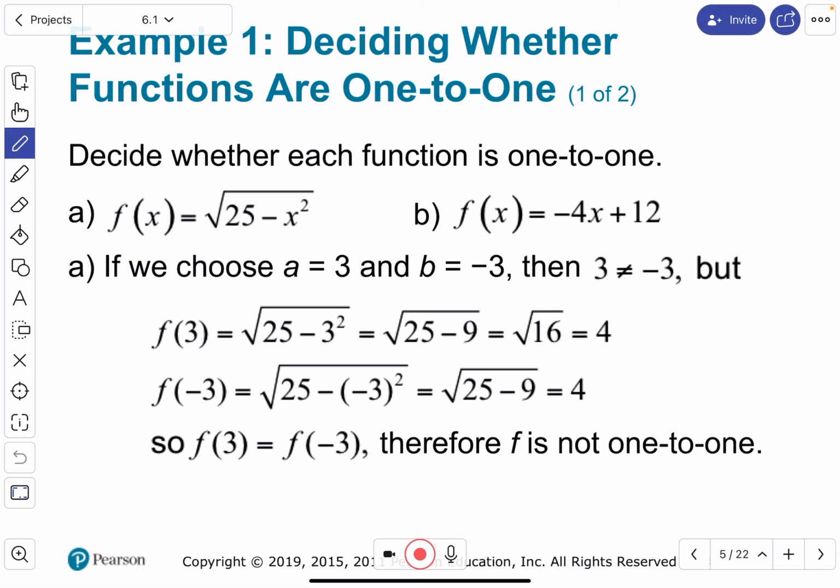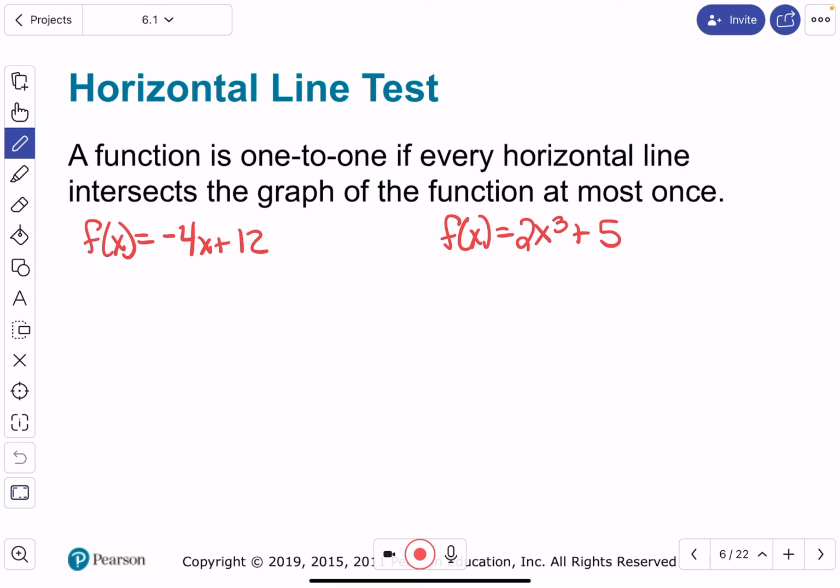If we were deciding if a function's one-to-one, there's a couple things you can do. One, you can try some numbers and see how they work. So if we plugged in a 3 and a -3, we get the same answer. That means it's not one-to-one. If you can plug in two different x values and get the same y, it's not one-to-one.